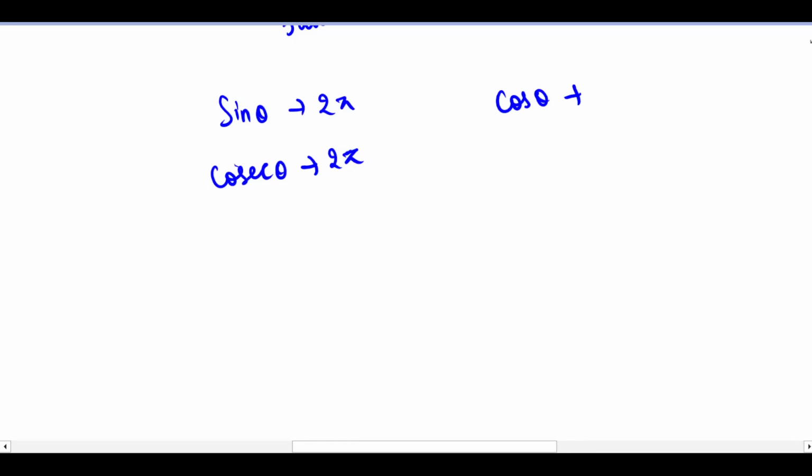That is, if sine theta period is 2 pi, then cosec theta period is 2 pi. Similarly, cos theta period is 2 pi, then sec theta period is 2 pi, and for tan theta period is pi, therefore cot theta period is pi.